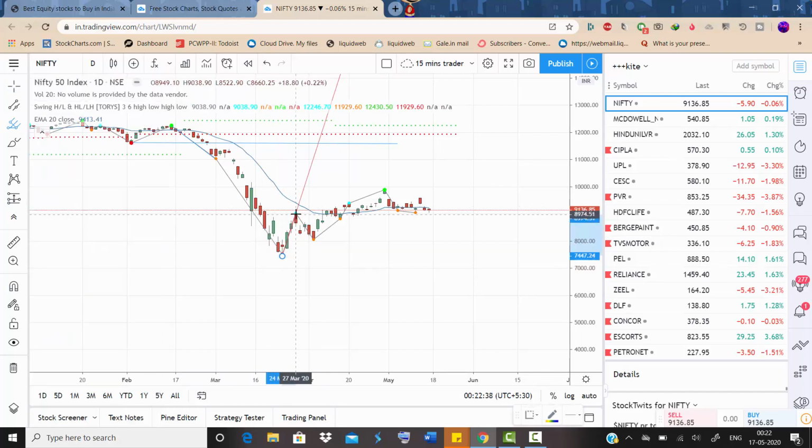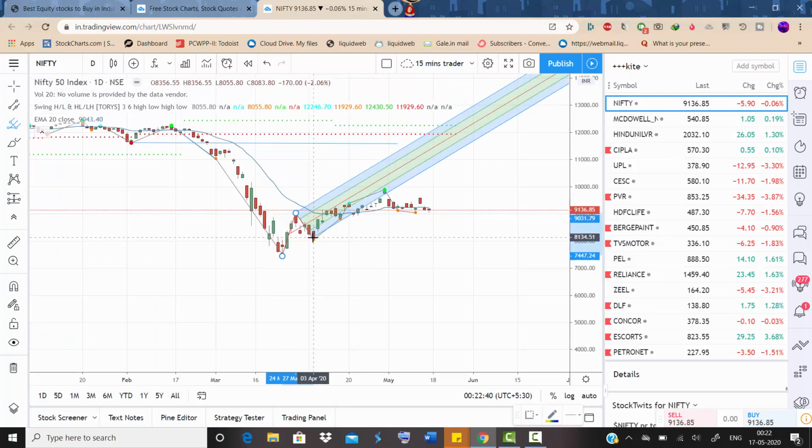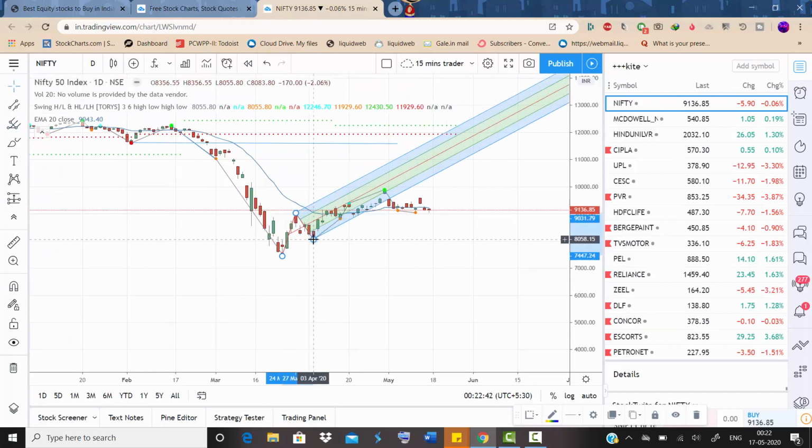A, B, C. So once this happens, like once there is a reversal candle at this point, the stock would hit the middle line and keep trending on the middle line. So that is what has happened over here. You can see A, B, C. You can see this orange dot. So this is a fresh C.